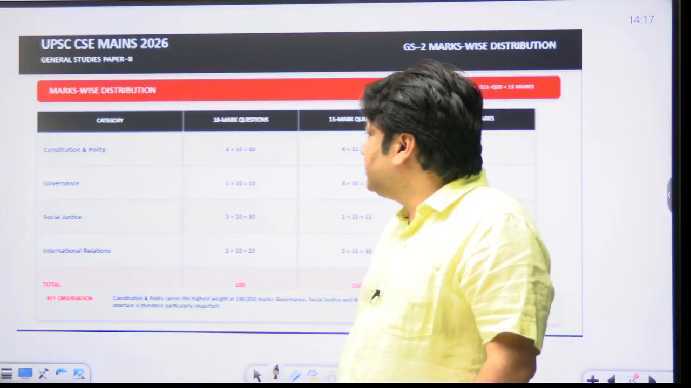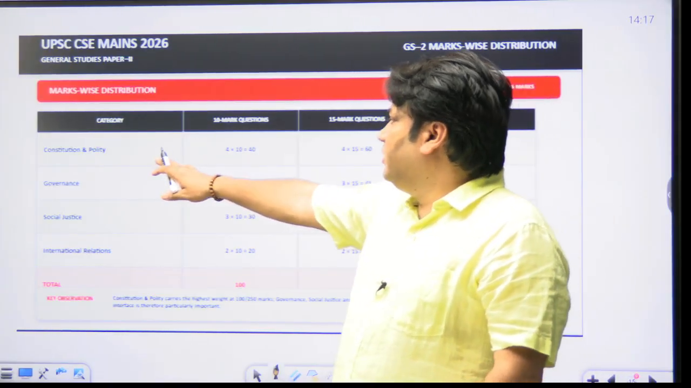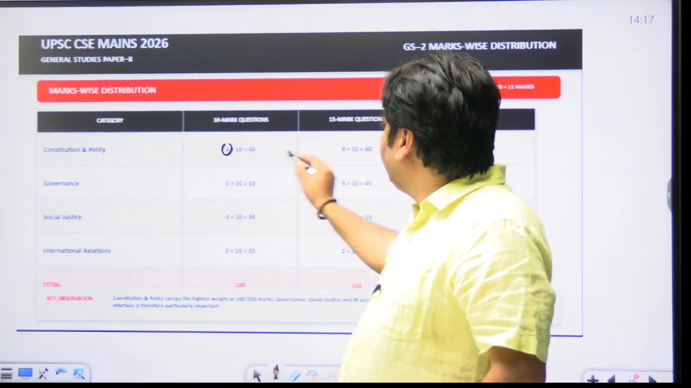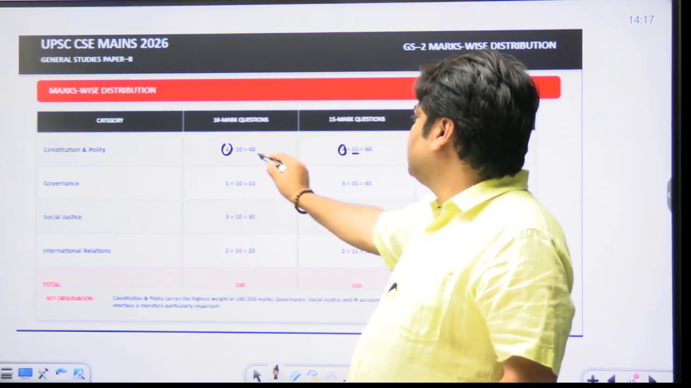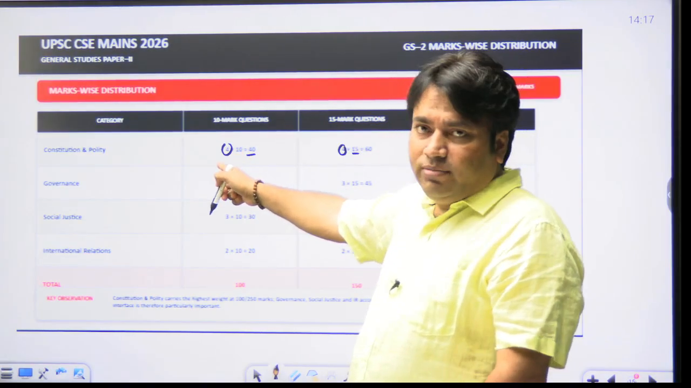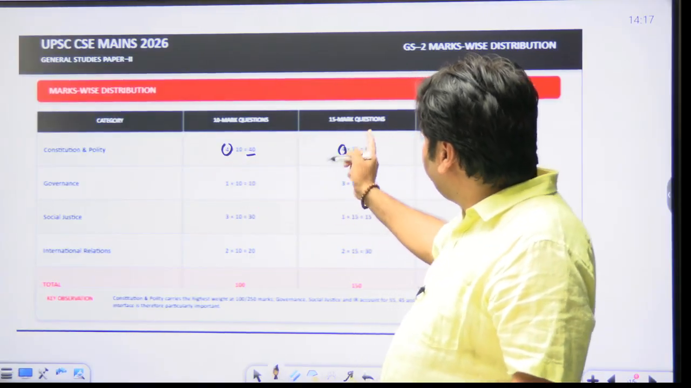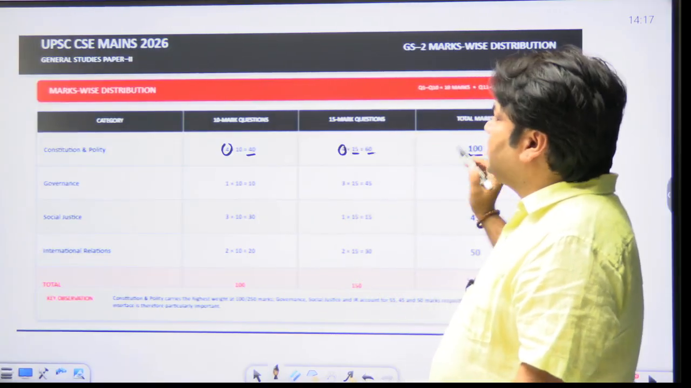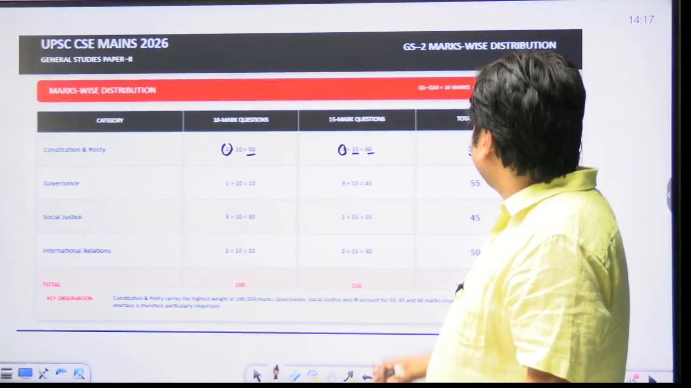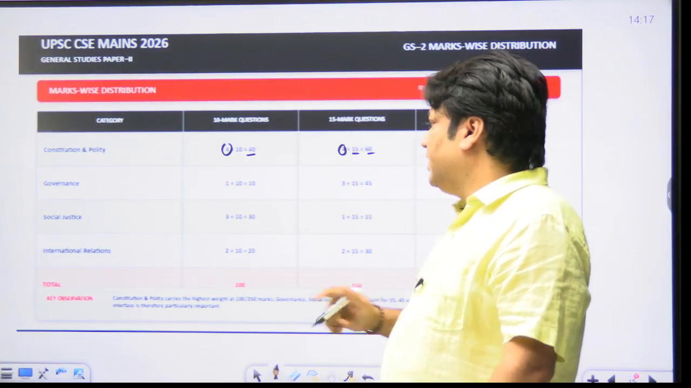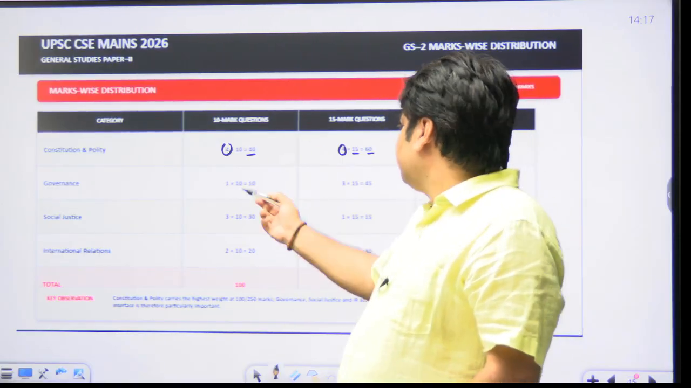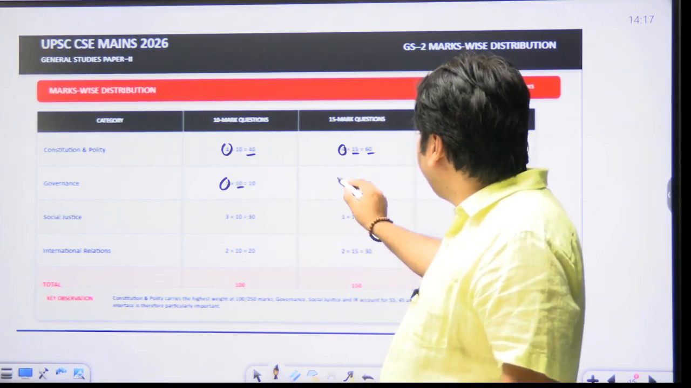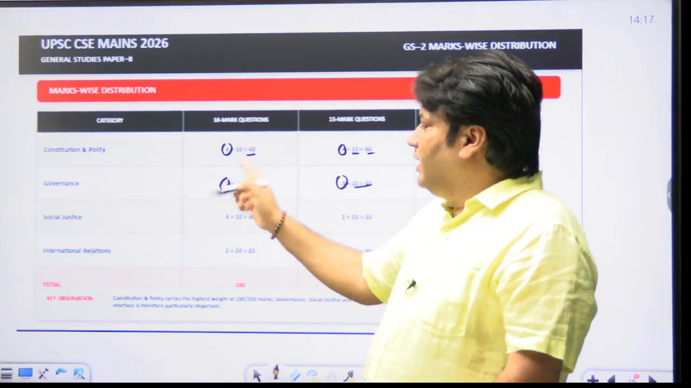Now let's look at the marks distribution. You will find that there were total 8 questions from Indian Constitution and Polity. So 4 questions were 10 markers and 4 questions were 15 markers. So in this way, 4 10-marker questions equal 40 marks and 4 15-marker questions equal 60 marks. So overall, Indian Constitution and Polity carries a total of 100 marks. In governance, there is one 10-marker question, and there are 3 questions that are 15 markers.